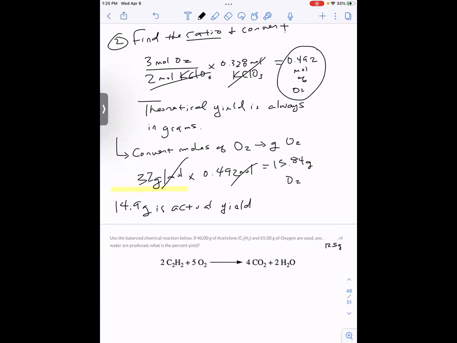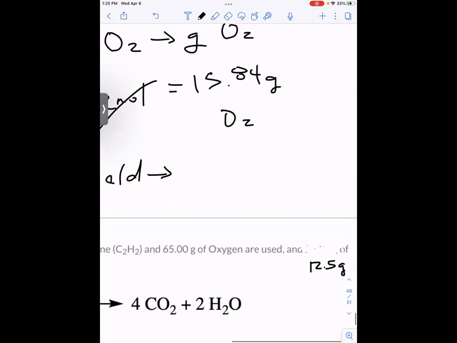So the way we go from actual, well, let me not say go from. The way we apply the actual and the theoretical is in calculating what we call the percent.